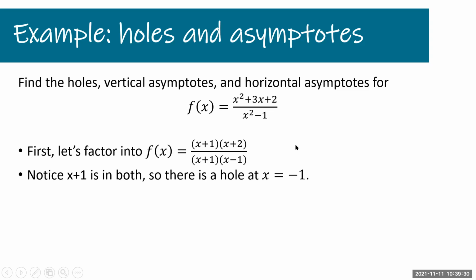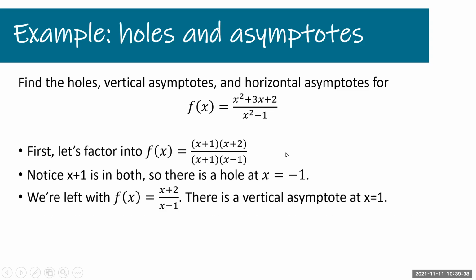So that's the basis of a vertical asymptote. x minus 1 would be x equals 1 to make that 0. We're going to have a vertical asymptote at x equals 1. So this is a hole. This gives us an asymptote.